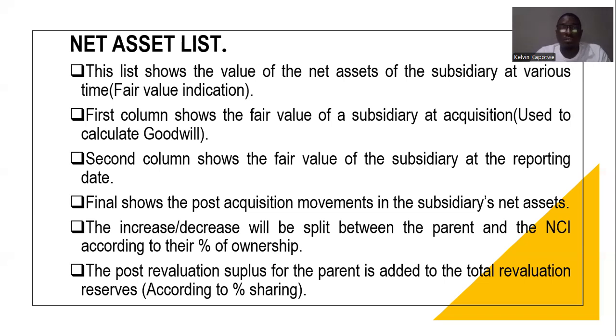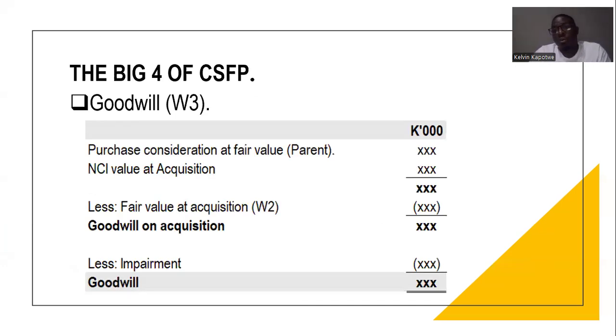So the post-revaluation surplus for the parent is added to the total revaluation reserve according to the sharing percentage. Okay. Then the other working that you have to deal with when you're consolidating the balance sheet is the goodwill calculation. The goodwill that we are talking about here is acquired goodwill, the goodwill that you acquire at the acquisition date. We're not talking about internally generated goodwill here. We're talking about the purchased goodwill. All right.